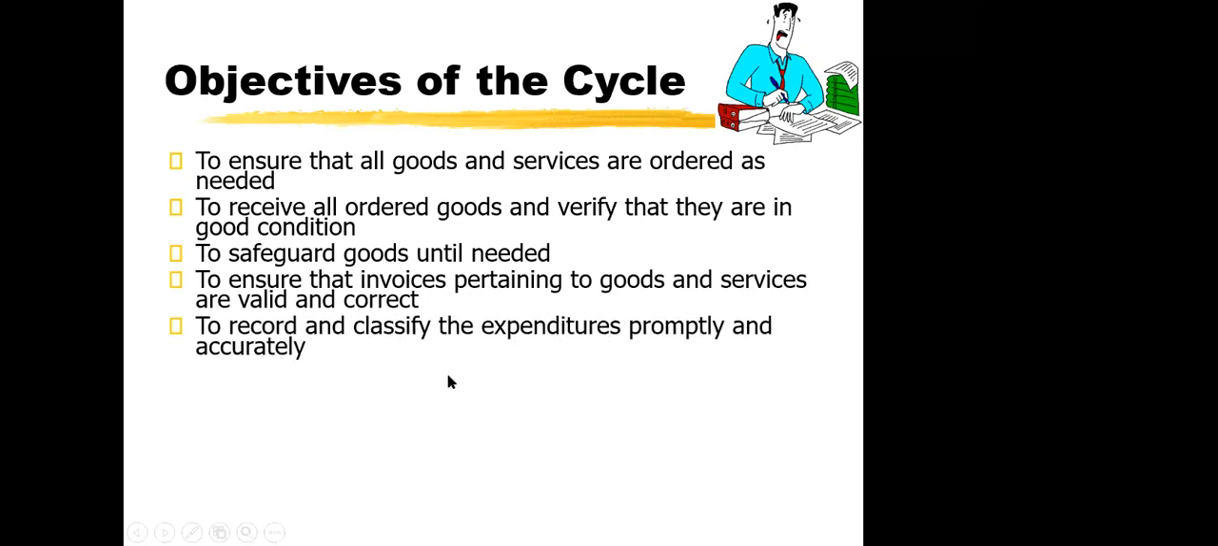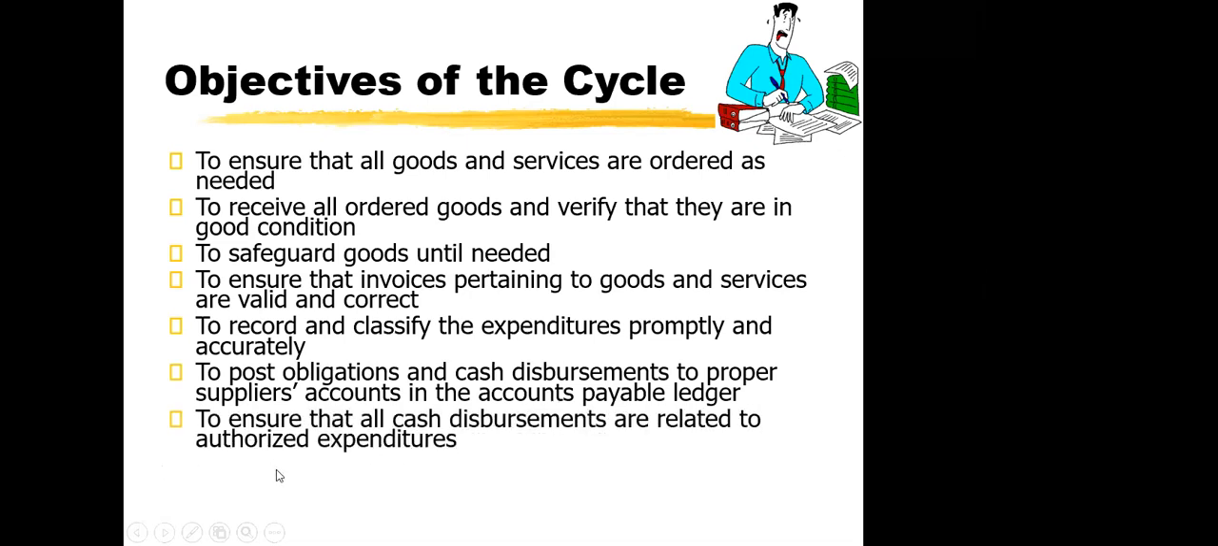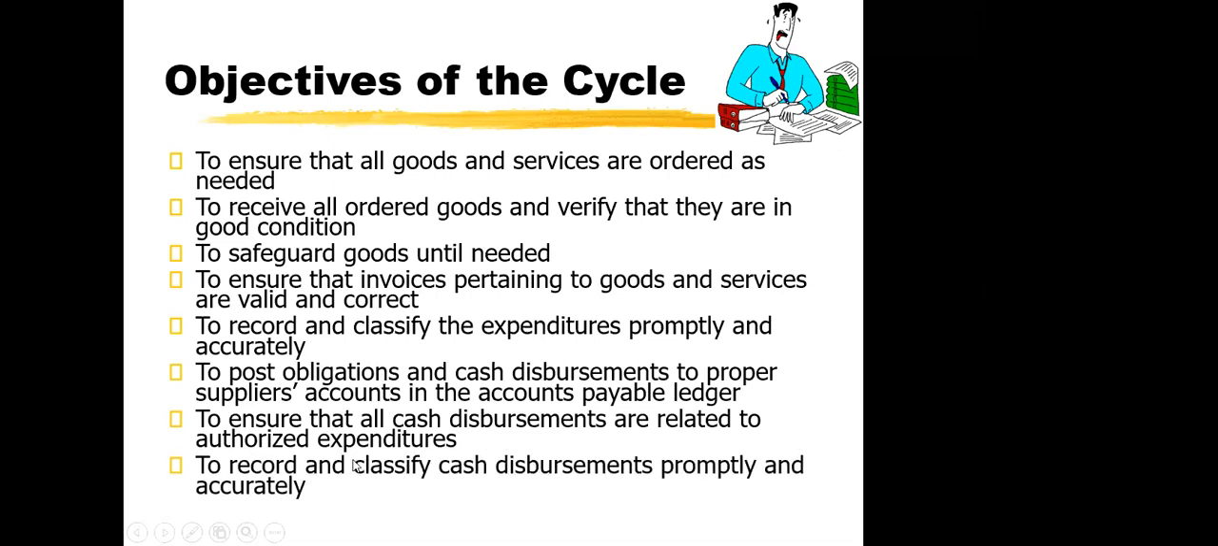Record and classify expenditures promptly and accurately. When you spend the money, where is it going? What is it for? Is it office supplies? Is it different types of supplies? You have to really classify right. Post the obligation of cash disbursement to the proper supplier's account, which we call vendors in QuickBooks, so the accounts payable ledger will be correct. And ensure that all cash disbursements are related to authorized expenditures. So that's the whole cash disbursement. Another thing in cash disbursement, you usually have petty cash, covered in this chapter.